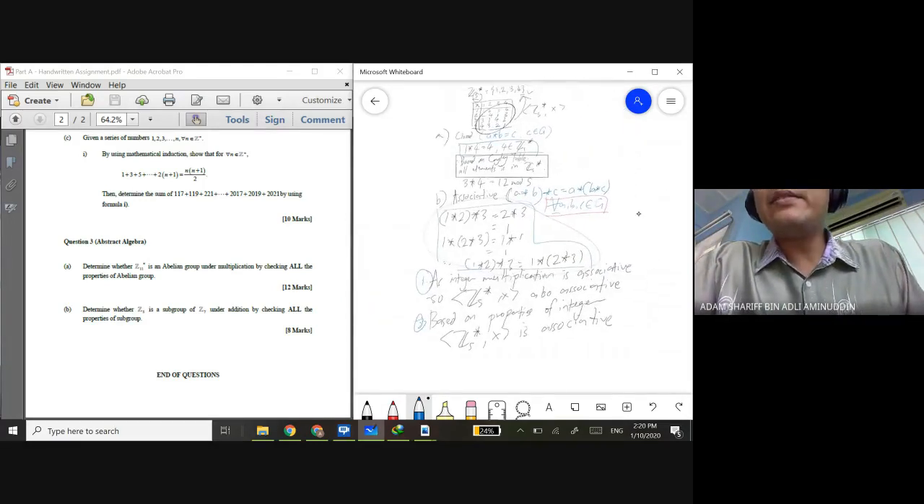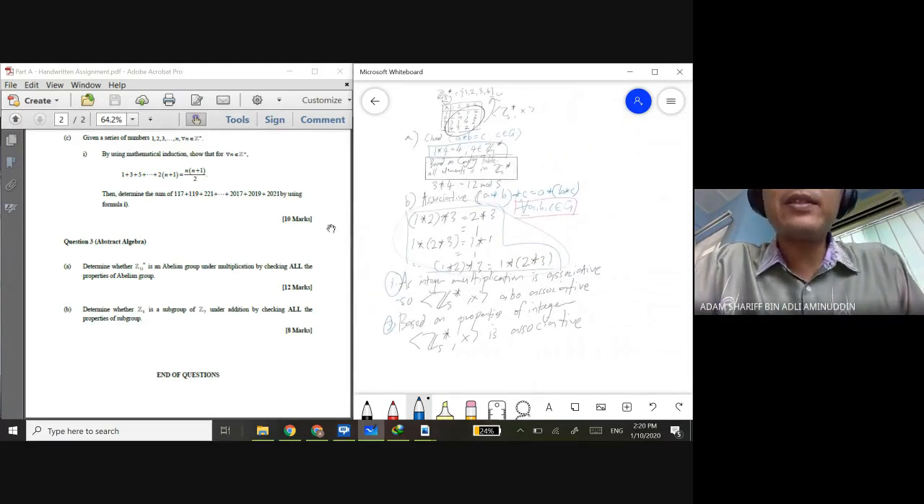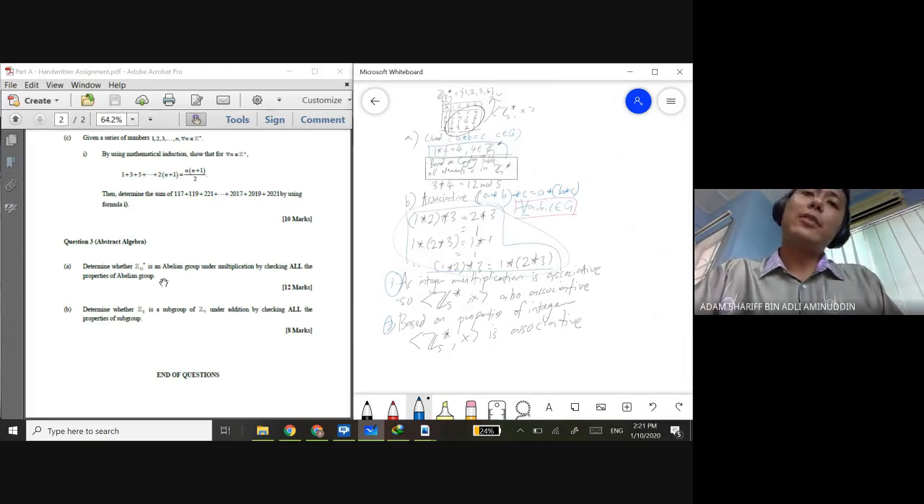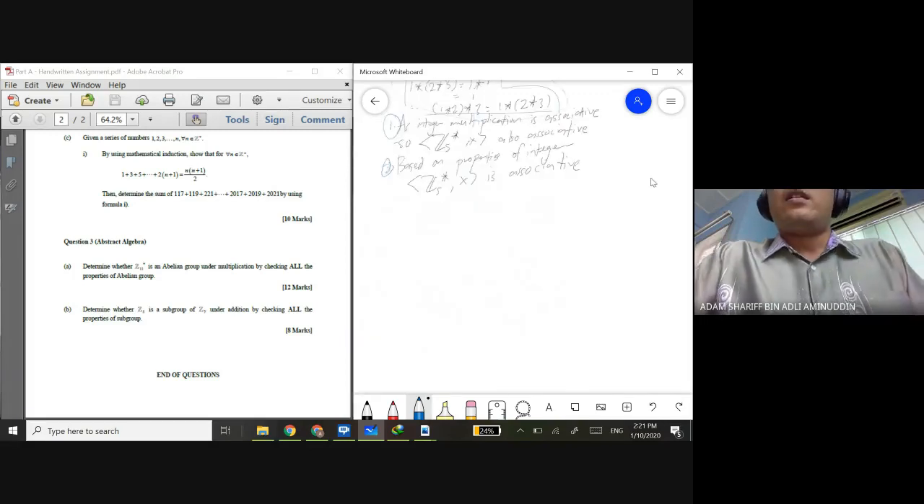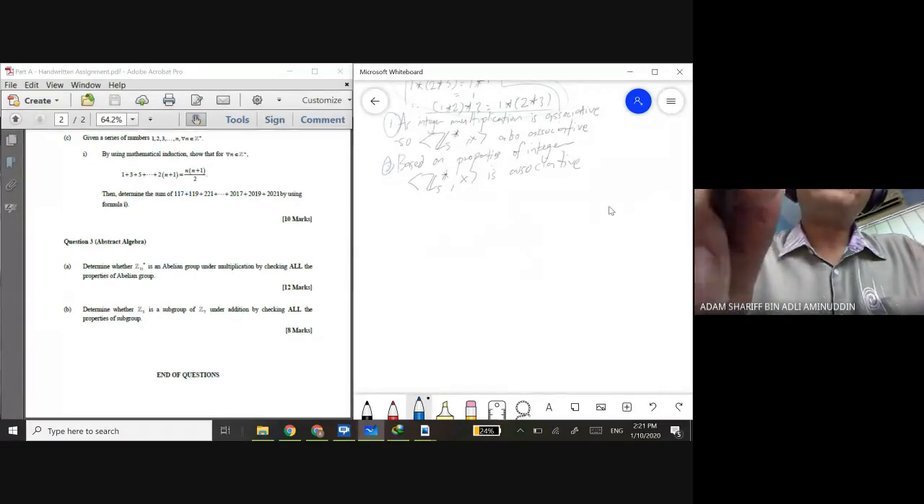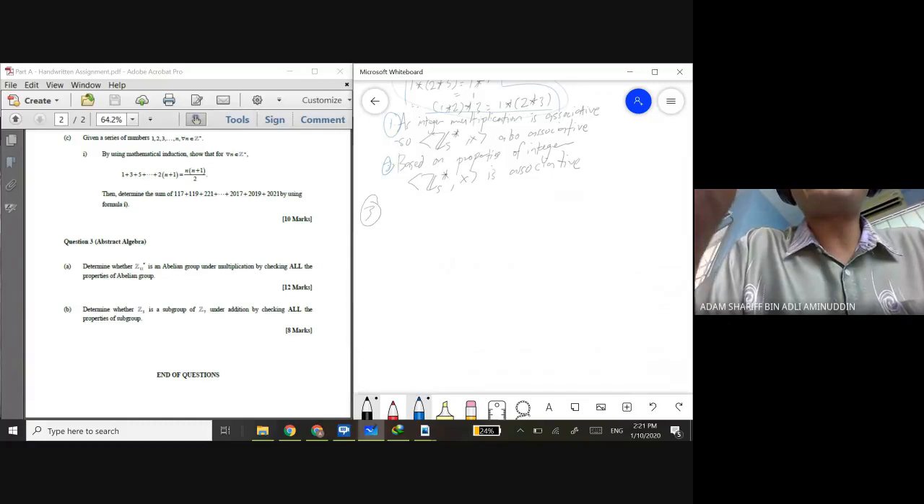Ada soalan setakat ni? Baru property kedua. Sebab tu dia 12 markah. Alright. We go to the third one. The third one is about identity.